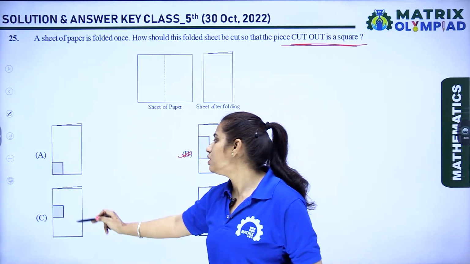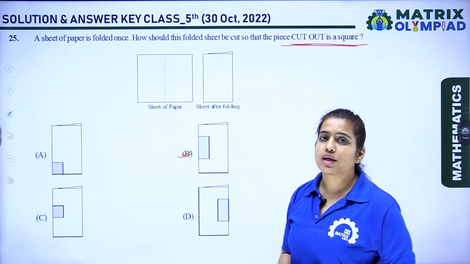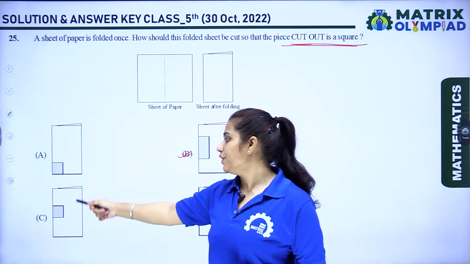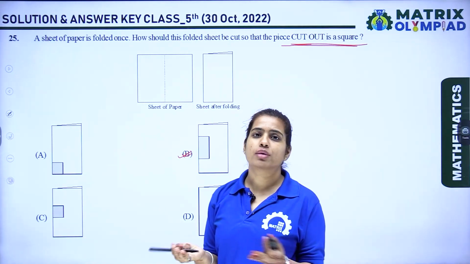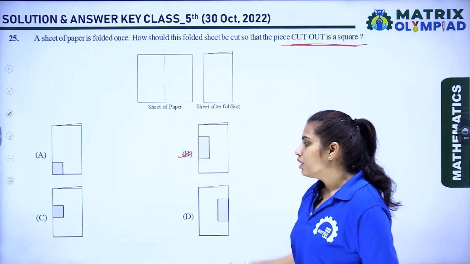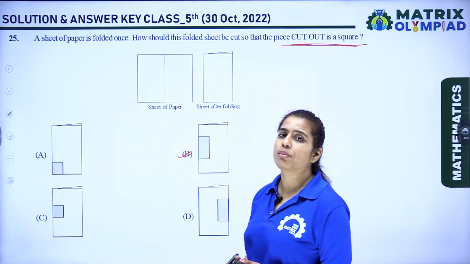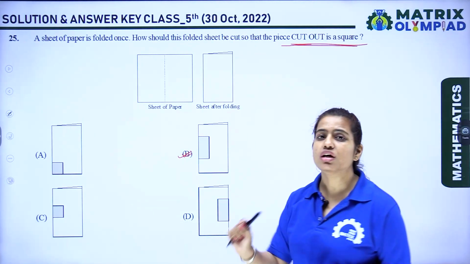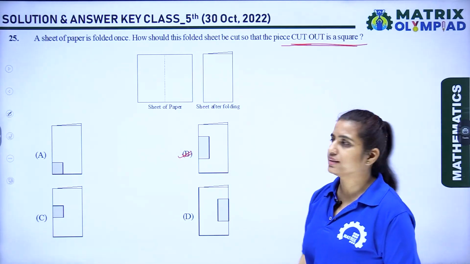Rest of the pieces of paper will not form the square part. As these two are already given in the square form, when they are opened, they will form a rectangle, and here in option D, it will not form a square because it is only a one-sided part. So option B is the correct answer.